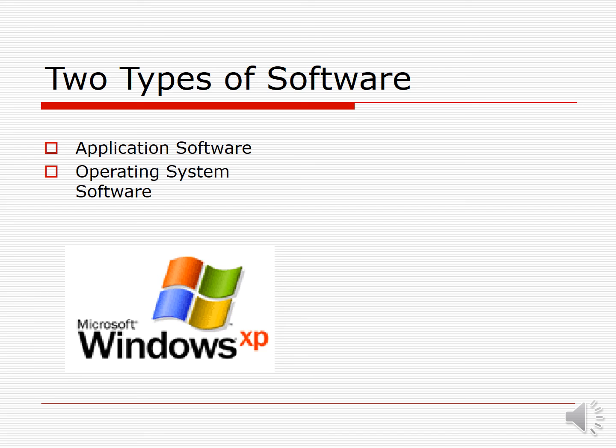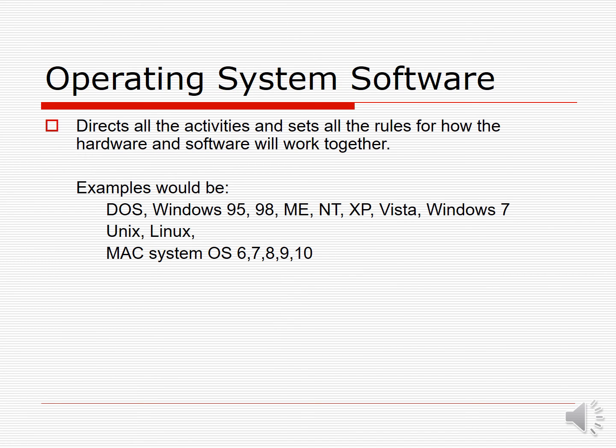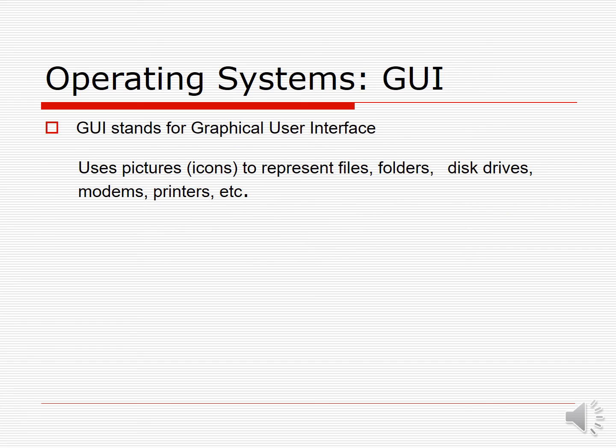We have the application software and the operating system software. The operating system software directs all activities and sets all the rules for how the hardware and software will work together. The examples include Linux, the Mac system, Windows, Vista, Unix, among many others.